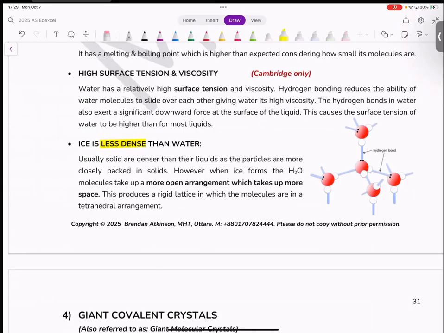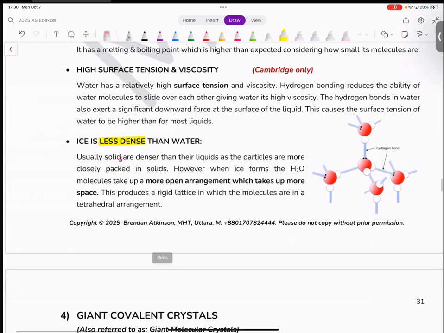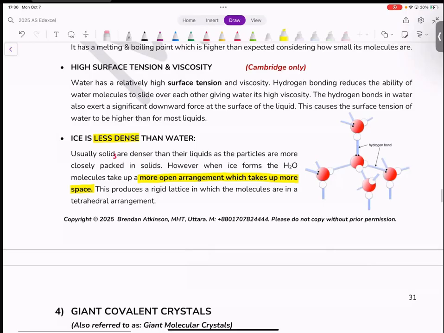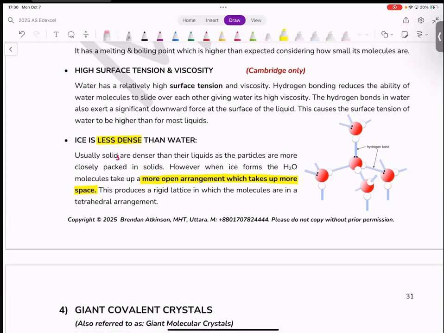Usually solids are denser than their liquids, as the particles are more closely packed in solids. However, when ice forms, the water molecules, and this is the phrase they'll ask you, take up a more open arrangement, which takes up more space or greater volume. This produces a rigid lattice in which the molecules are held in a tetrahedral arrangement. That would be my takeaway.